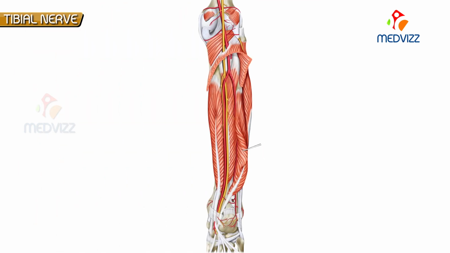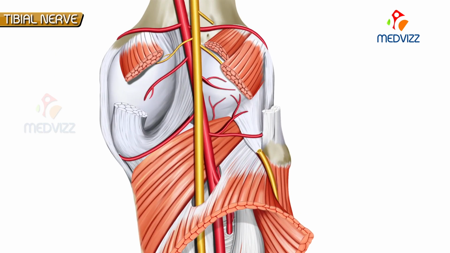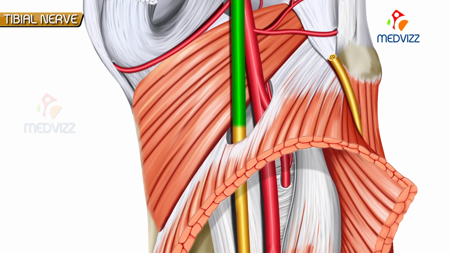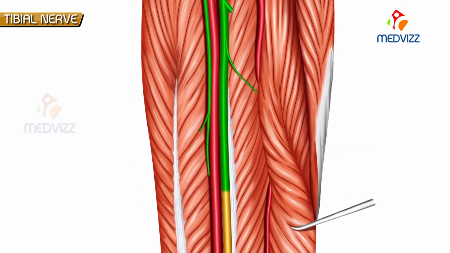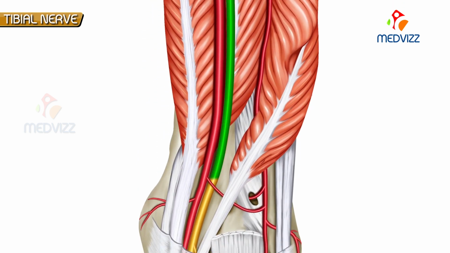And from the popliteal fossa, the tibial nerve enters the posterior compartment of the leg by passing deep to the tendinous arch of the origin of the soleus along with the posterior tibial vessels. In the leg, the tibial nerve is medial to the artery at first, and it then crosses posterior to the artery, from medial to the lateral side, and then runs along the lateral side of the artery.